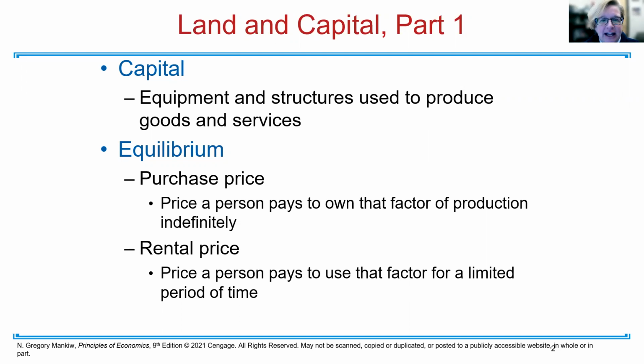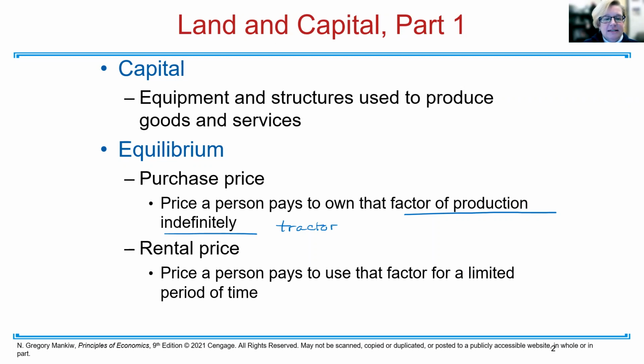And when we look at what is the equilibrium here, it's going to be the purchase price. So first of all, the equilibrium will come from the purchase price. A purchase price means that we're going to own that factor of production indefinitely. That would be an example of a tractor. Okay. Now, let's say you harvest your apples and you're going to store them in someone's barn until you sell them in market. That's an idea of a rental price.